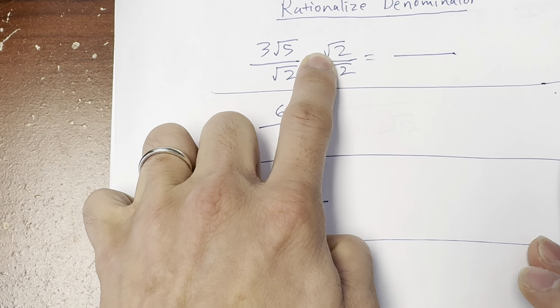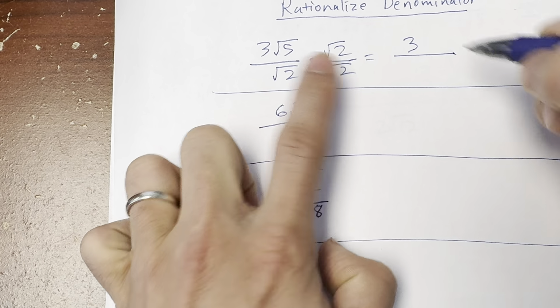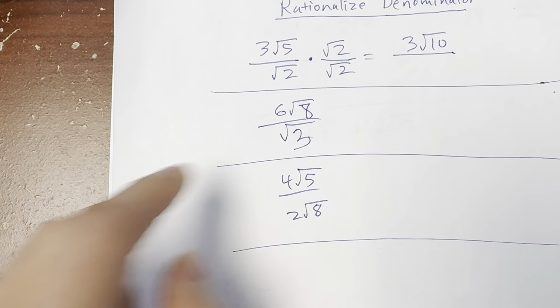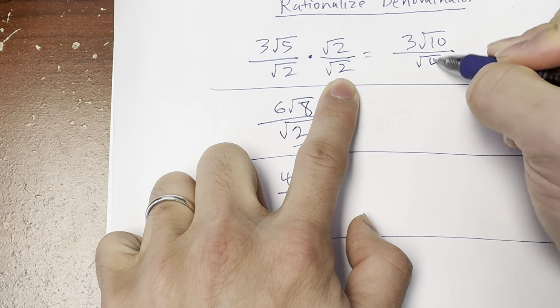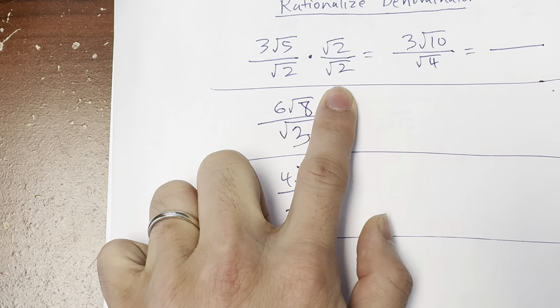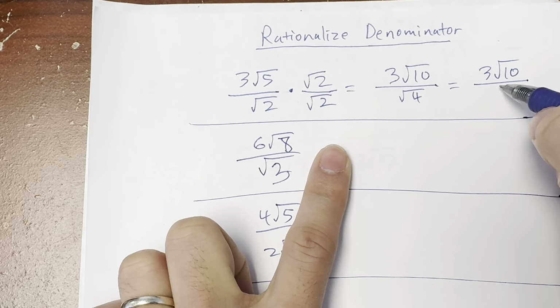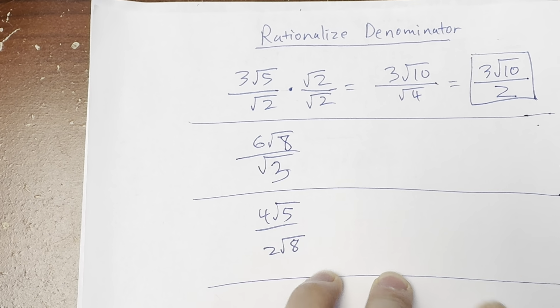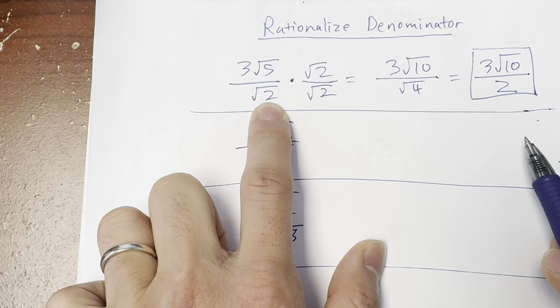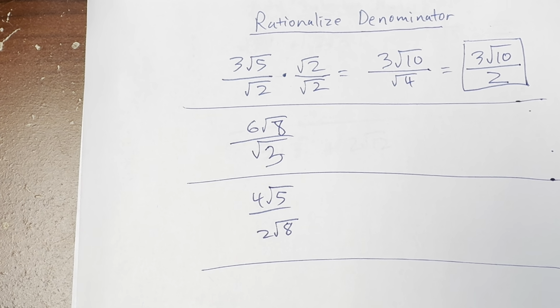3 times 1, which is a silent 1, is going to get you 3. And root 5 times root 2 gets you root 10. Great. On the bottom, you get root 2 times root 2, which is actually root 4, right? Let's simplify this all out. You get 3 root 10 over the square root of 4, which becomes 2, and that's it. Now, guess what happened to the denominator? It used to be a square root of 2. Now it's actually a whole number 2. So it has been rationalized.